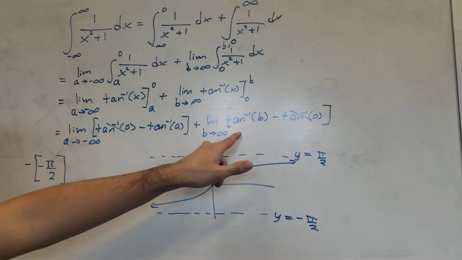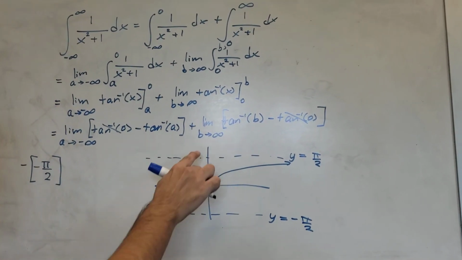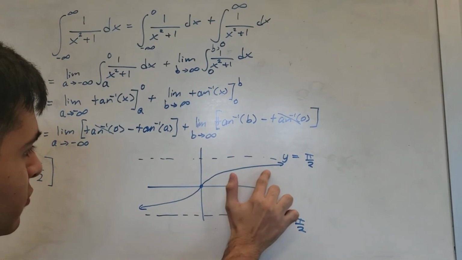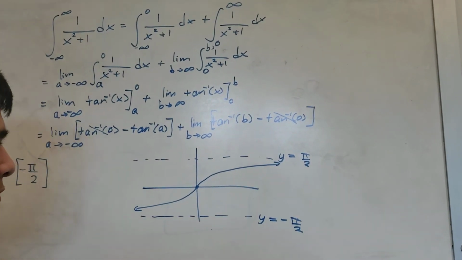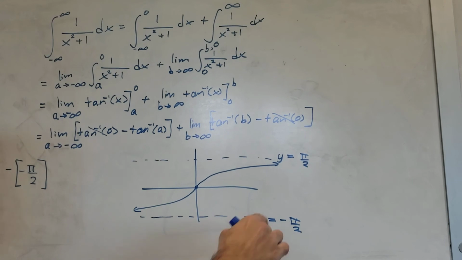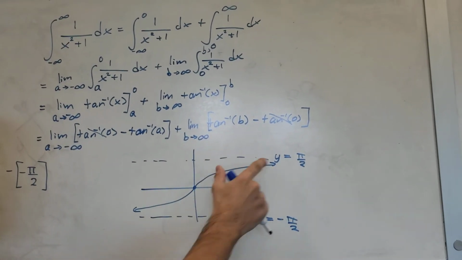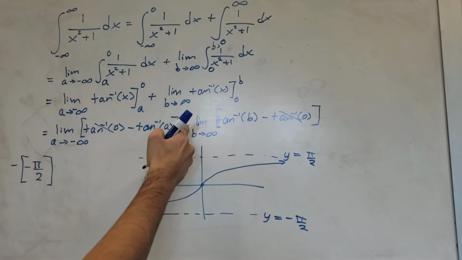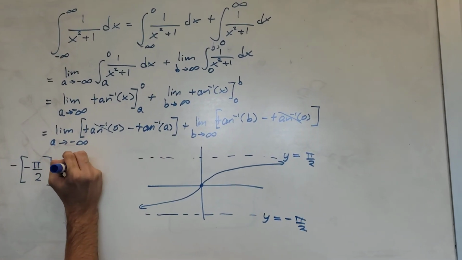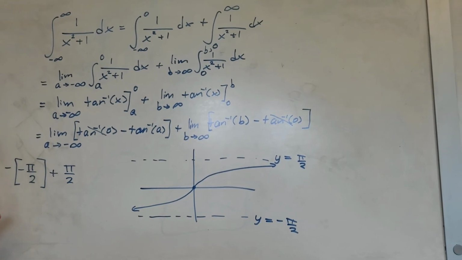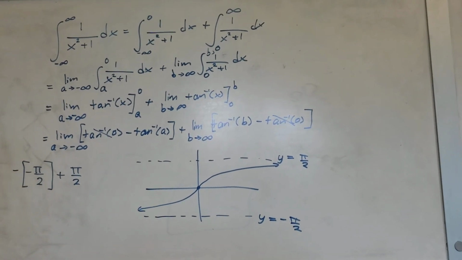And then we have this limit over here, which is inverse tangent of b when b goes to infinity. So when x gets really, really large, when it gets really positive, it gets really close to pi over 2. So that's what that limit is going to equal. Inverse tangent of b when b goes to infinity is going to be pi over 2. So we're just going to add that. And not only that, but notice how it's negative, negative, so that's going to be positive.